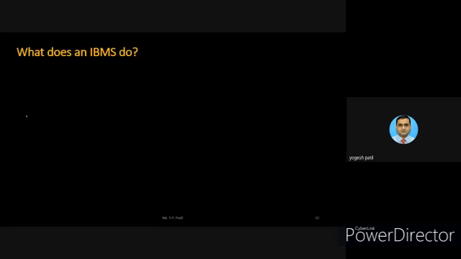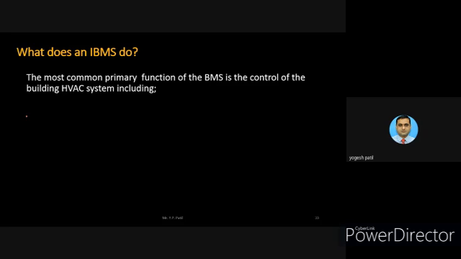At first we will discuss this IBMS, or intelligent building management system. What is the main function? The most common primary function of BMS is to control the building HVAC, right? Control. So this word is very important, to control.